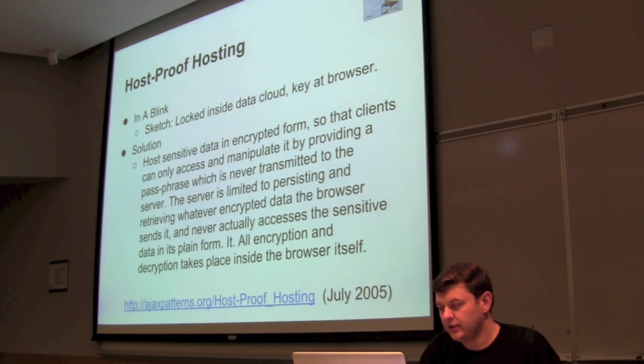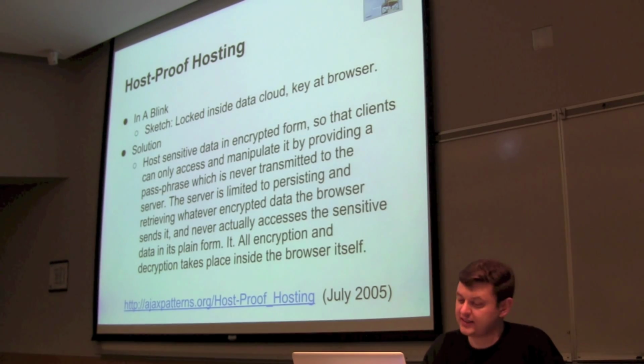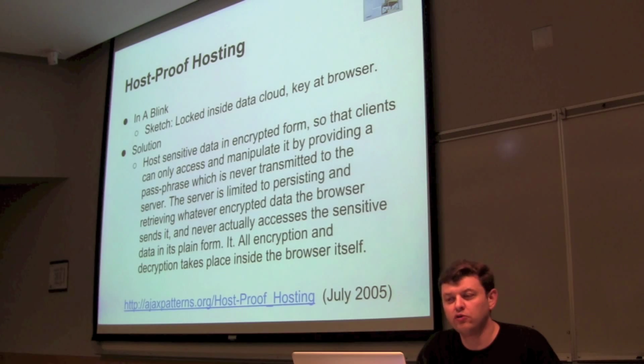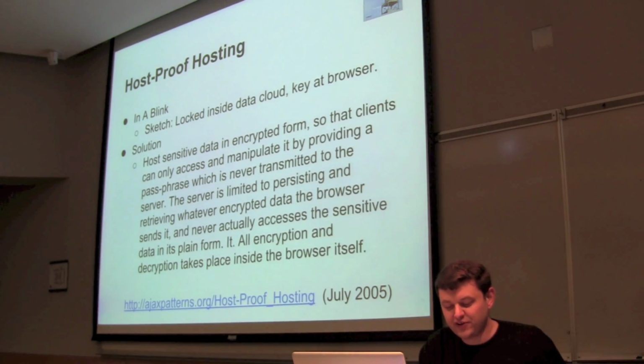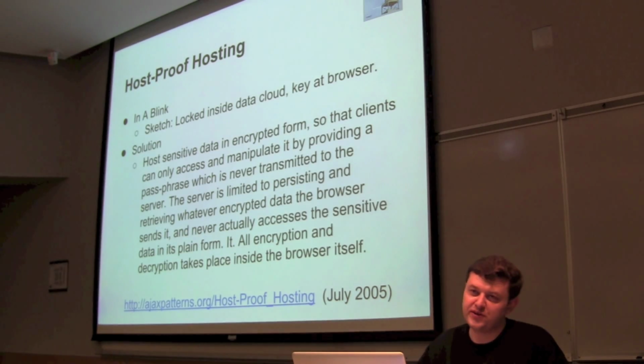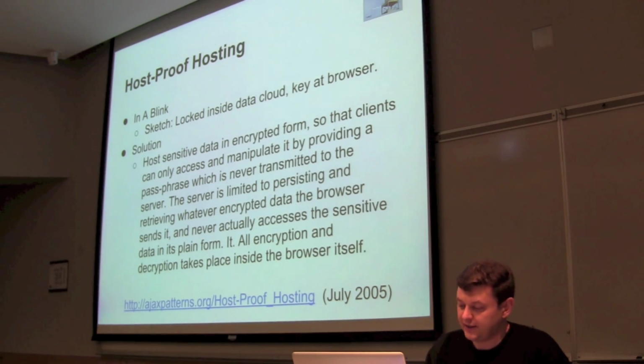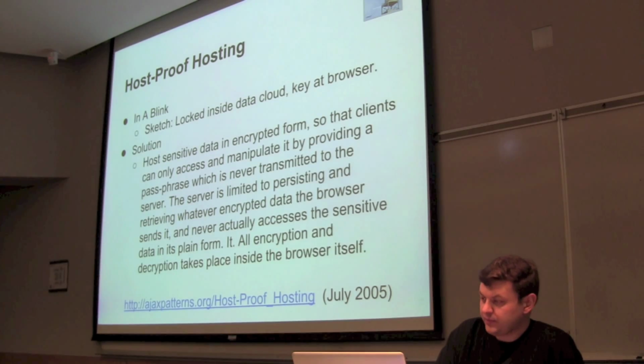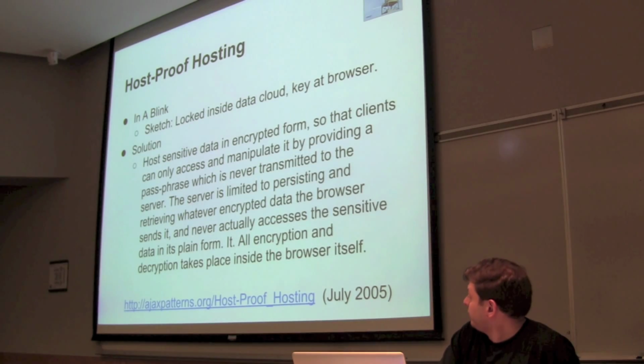There's another pattern that I ran across from July 2005, so again, a lot of the stuff isn't new. It was called host-proof hosting, and it's exactly solving the same problem. Your data is locked inside of the data cloud and the key is at the browser. So you host your sensitive data, you do your encryption in your browser, and you just store it encrypted on the server. So out at the ajaxpatterns.org website.